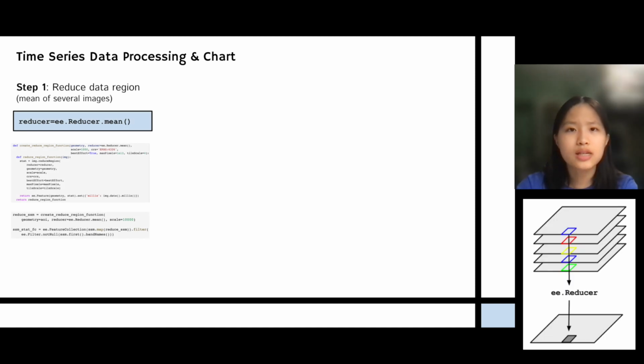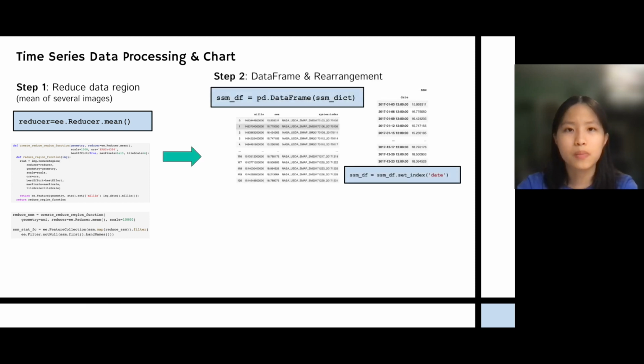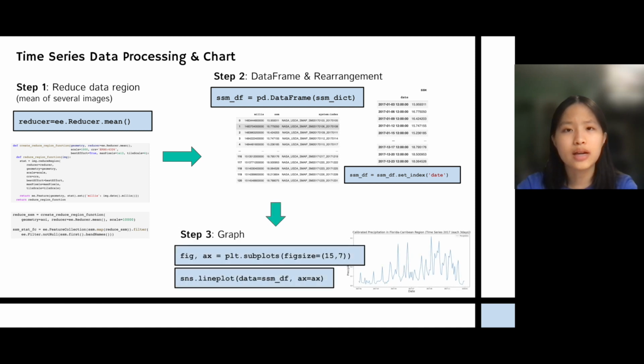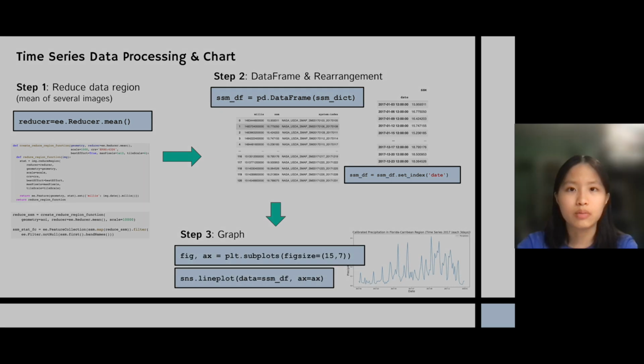So after selecting the dataset and area of interest, we need to reduce the dataset's image collection of that region. And then we can convert to a Python dictionary and then a pandas data frame. After that, we can graph the data using matplotlib and seaborn libraries.